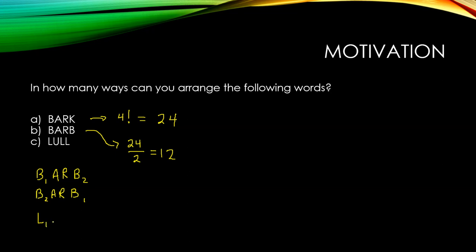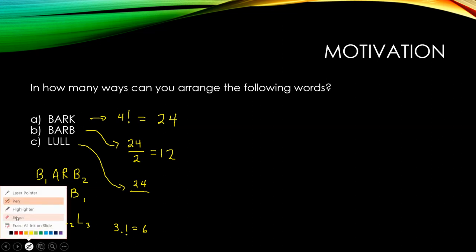But for lull, imagine 3 different L's. And any different way I arrange those 3 L's is going to give me the same word, lull. And if you think about how many ways can you arrange 3 objects, that's 3 factorial, right? So for lull, you'd have your original 24, but there are 3 factorial ways, or 6 ways, to arrange those L's. I'm just going to bring up my eraser tool here and get rid of that little mark that looks like a decimal.